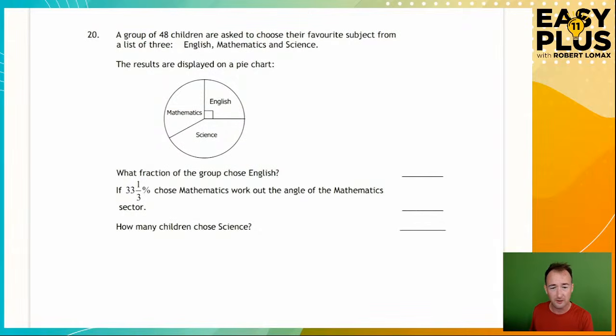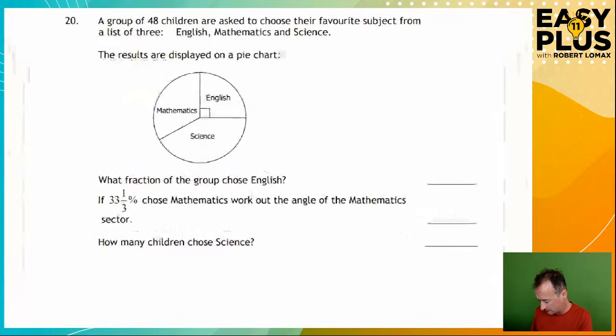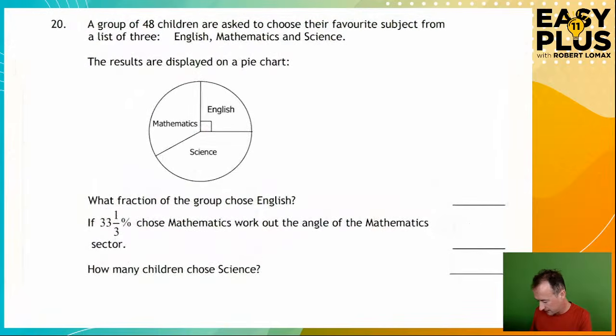A group of 48 children are asked to choose their favourite subject from a list of 3: English, mathematics and science. So I hate all of them wasn't an option here. The results are displayed on a pie chart. What fraction of the group chose English? Now we can see that the English section here, I'll zoom in a little bit, has a right angle symbol there. And that means that this is a right angle, a 90-degree angle, a quarter of the whole circle. So what fraction chose English? It's simply a quarter. That's nice and straightforward.